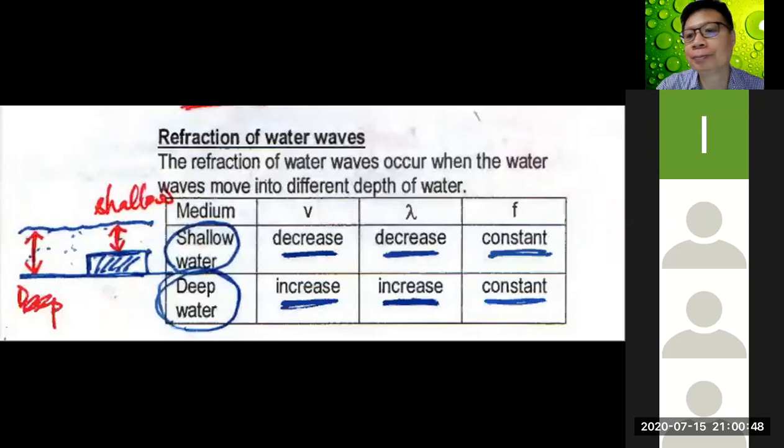Lao Yixin, can you come up? Are you there? Yes, Lao Yixin, answer my question. In the deep water, what happened to the speed? Yes, the speed increases, correct. What about the frequency in the deep water? Constant. Okay, one more: what happened to the lambda?